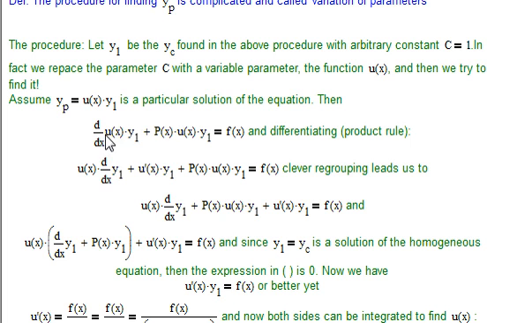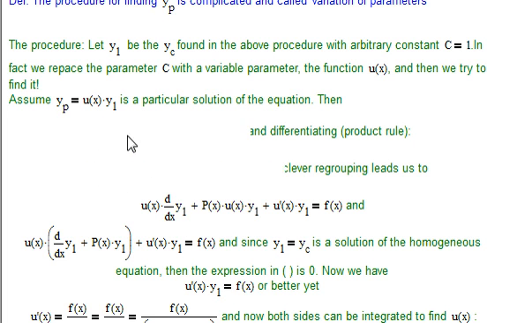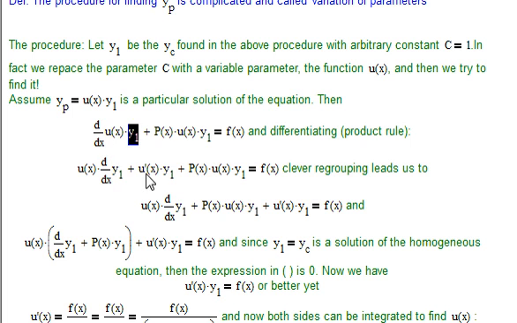So now we're going to go ahead and differentiate this u of x times y1. So that would be first d second, so u of x times dy1 dx, plus second, that's y1, d first, which is u prime times y1, plus p of x times u of x times y1 equals f of x. So all we did was differentiate this part.